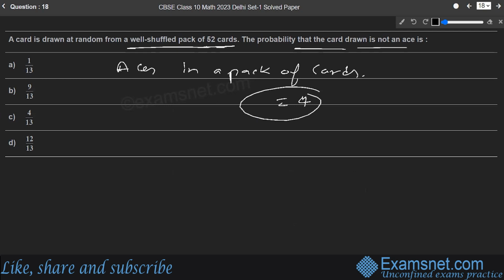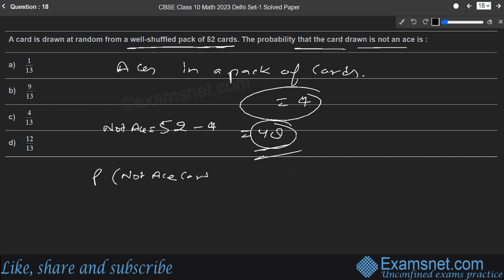So how many are not the aces? The not ace cards are nothing but 52 minus 4, that is 48 are the cards which are not the aces. So these are our favorable cases. The next one is a well-shuffled pack of 52 cards. Probability of not an ace card is nothing but 48 divided by 52. If you cut these, you're going to get 12 by 13. So 12 by 13 is the right answer. Probability of getting not an ace card is option number D.